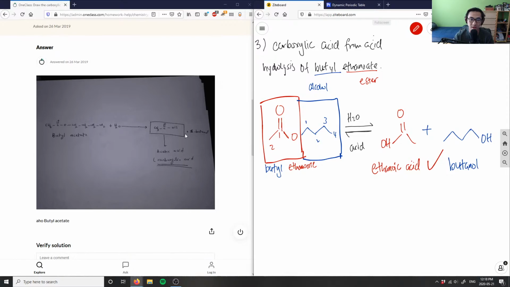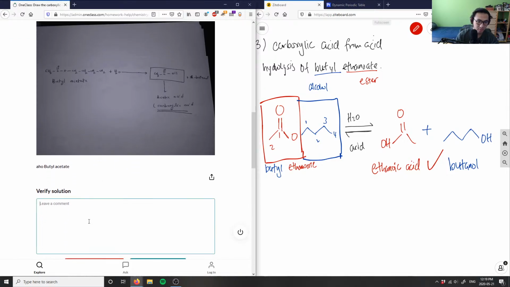Let's see here. So it's acetic acid plus 1-butanol. So again, 1-butanol is here, and ethanoic acid, which is basically acetic acid. And they use the common name in this case. It doesn't really matter if you did not use the common name. So ethanoic acid is correct. So the solution is good. It's good analysis as well.